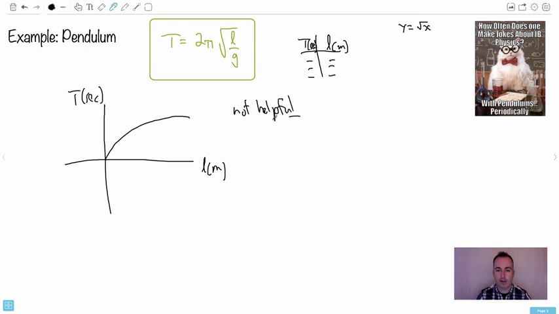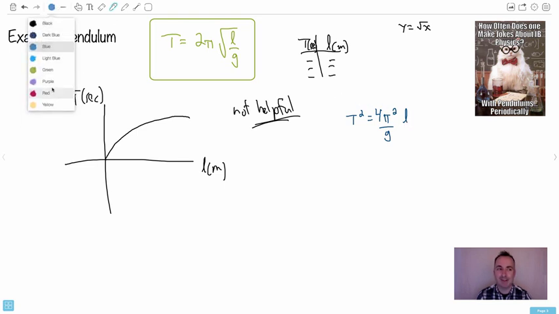So rather, a better thing to do is to actually manipulate this equation. I don't like the square root. So what am I going to do? I'm actually going to square both sides. I'm going to see t squared equals, let's see, 2 squared is 4, pi squared is just pi squared, and the square root of L over g, that's just L. And I'm going to do over g over here instead of over here, just so it looks a little bit prettier. Because look carefully. It doesn't look like it, but this is actually linearized.